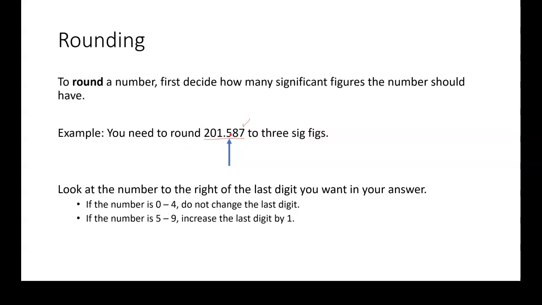And so what you do is you look at the number directly to the right. And so we want 3. And so that means that these are 3 sig figs. So then that means that this 5 here is the number we're going to look at. And we see that this number, if it's 0 to 4, we don't change this digit here. But if it's 5 to 9, then we do change that by 1. So if we round 201.587 to 3 sig figs, we get 202.